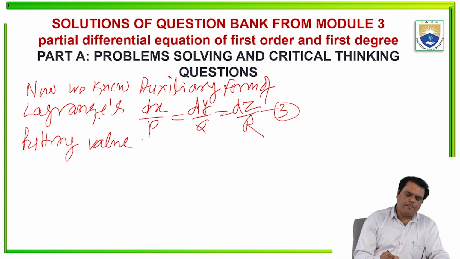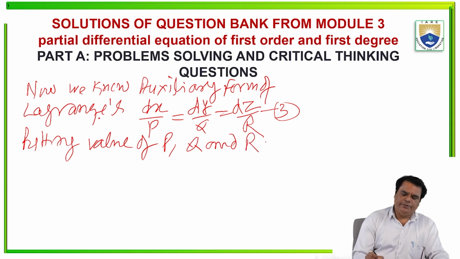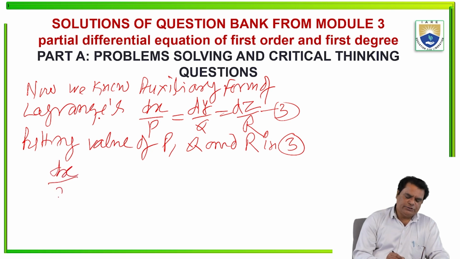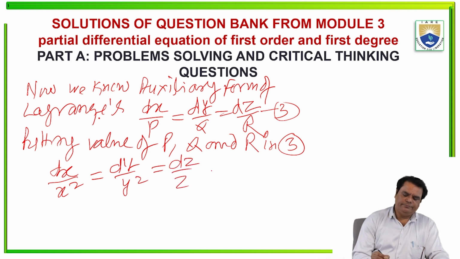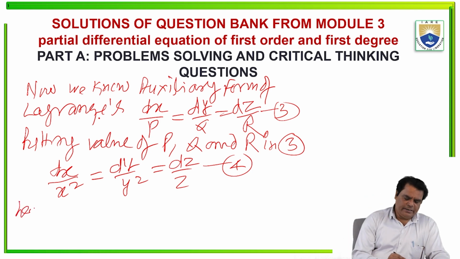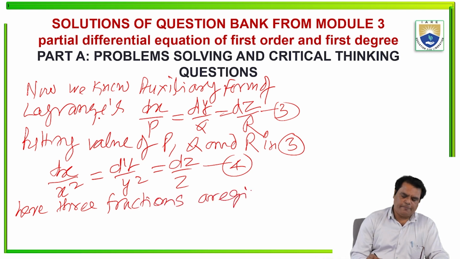Putting the value of p, q and r in 3, we get dx upon x square, dy upon y square and dz upon z. This is equation 4. Here 3 fractions are given: fraction 1, fraction 2, fraction 3.